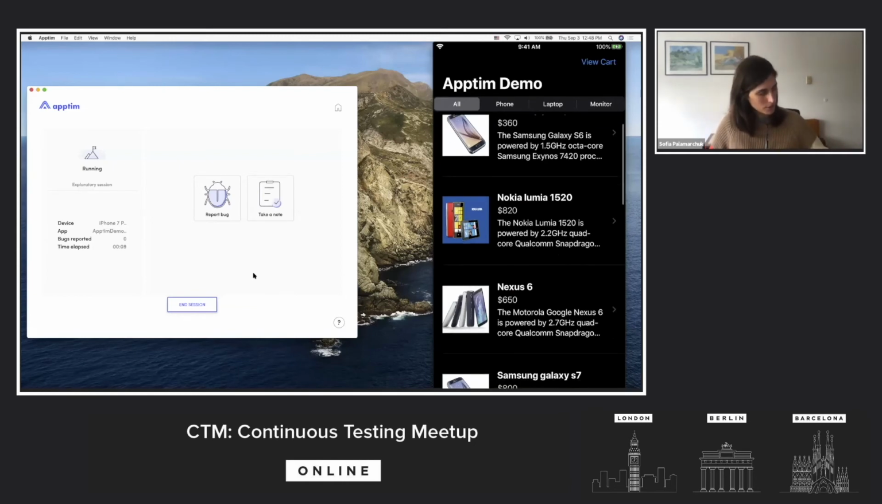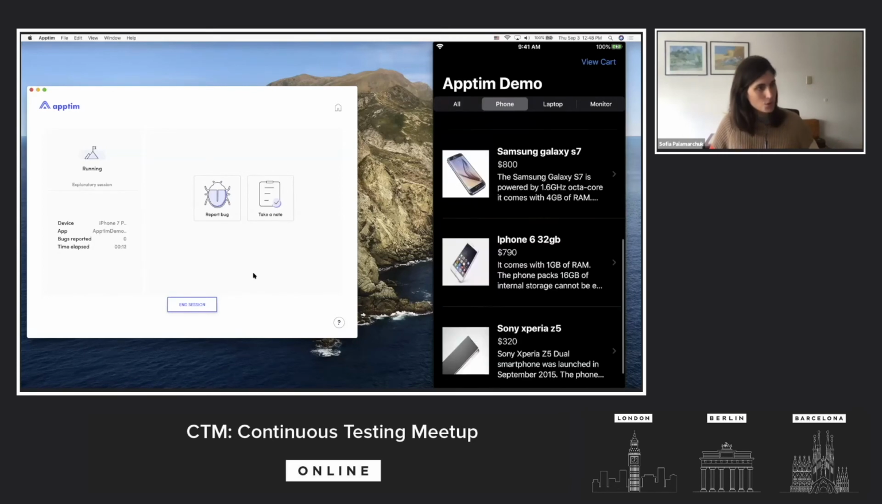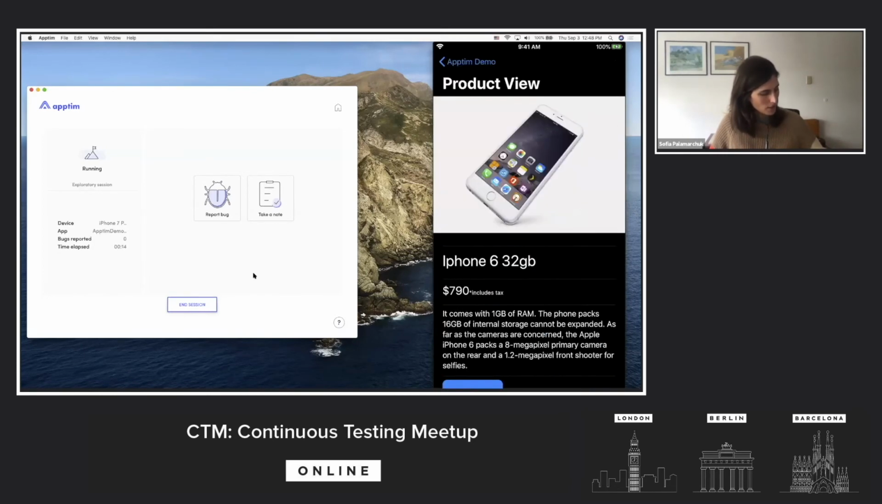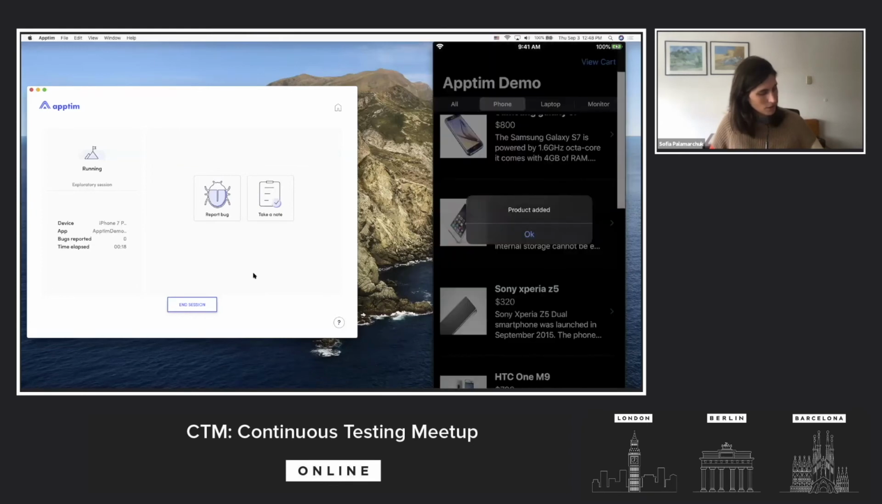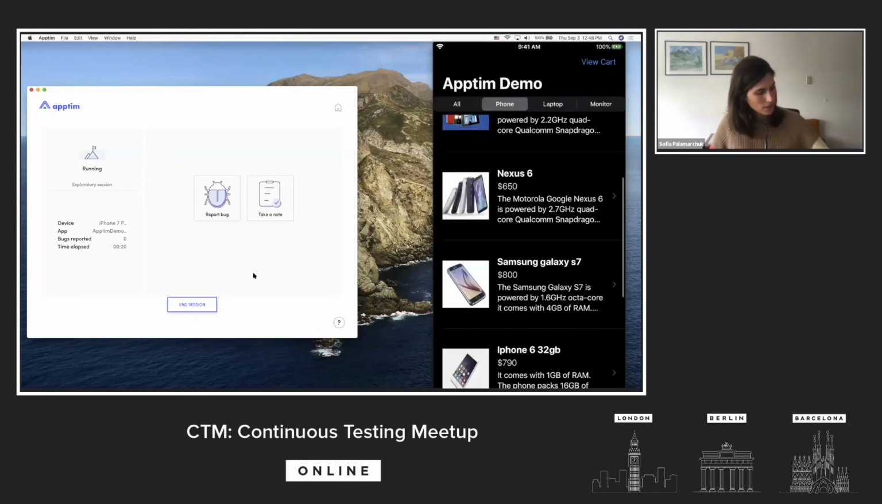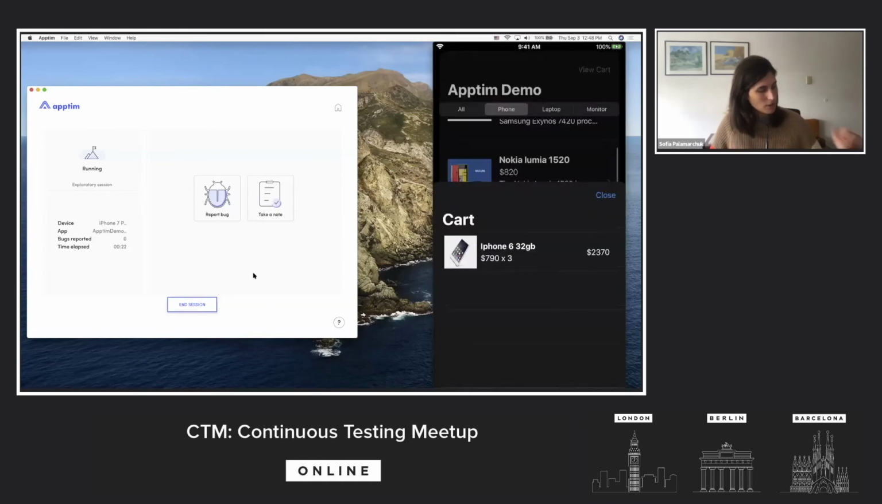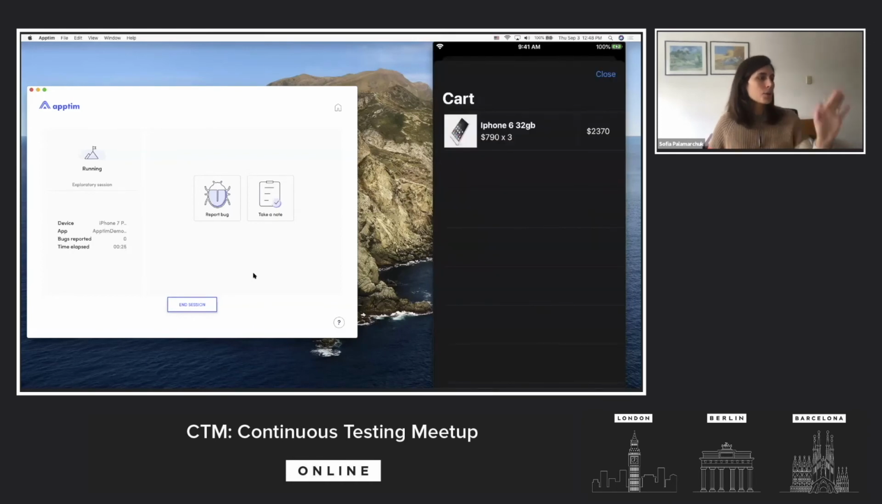I'm going to click on the phone category. I'm going to choose an iPhone that I want to buy. I'm going to click on add to cart and then add 3. Okay. And it's just gonna see my cart, view cart, and then I have the 3 there. I'm not gonna report any bug because I wanna do it pretty fast, and then I'm just gonna click on end session.